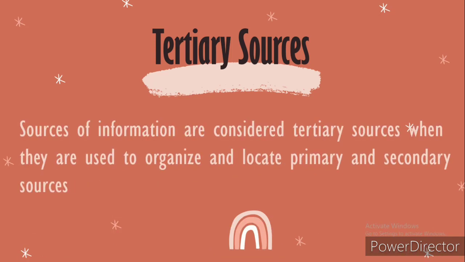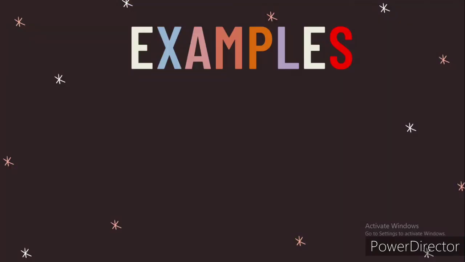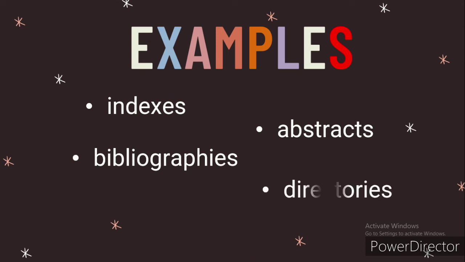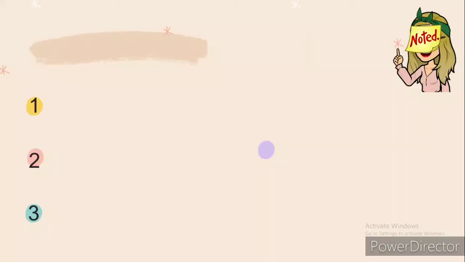Now let us have the tertiary sources. Sources of information are considered tertiary sources when they are used to organize and locate primary and secondary sources. Let us have examples. We have indexes, abstracts, bibliographies, directories, databases.